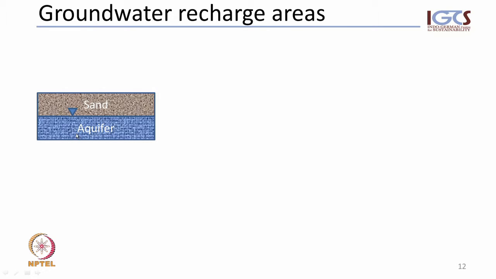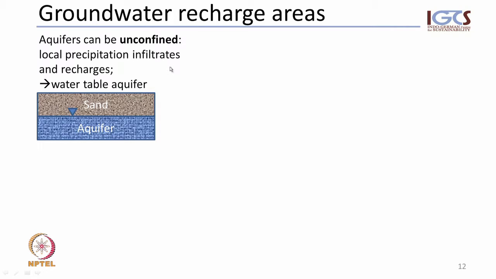We could have an aquifer and that aquifer is covered by a layer of sand, something permeable. Such an aquifer we call unconfined, because local rainfall, local precipitation hitting the surface here can infiltrate and reach the water table and recharge this aquifer. We also call this a water table aquifer. So any rainfall here we can account for as a potential recharge to our aquifer.